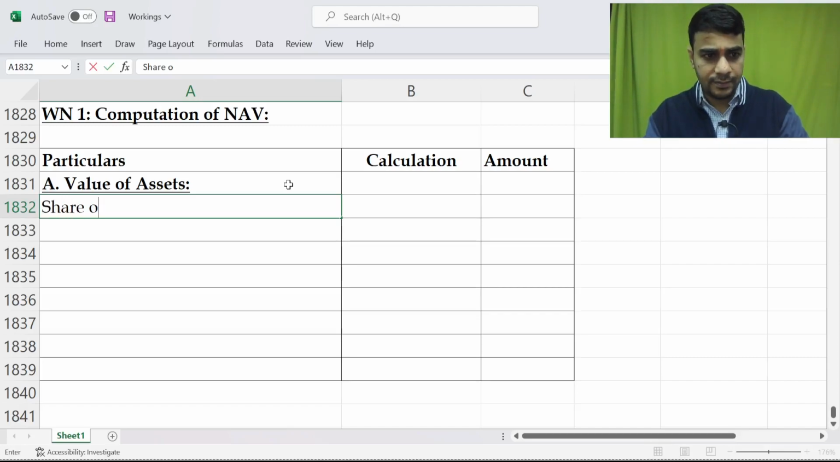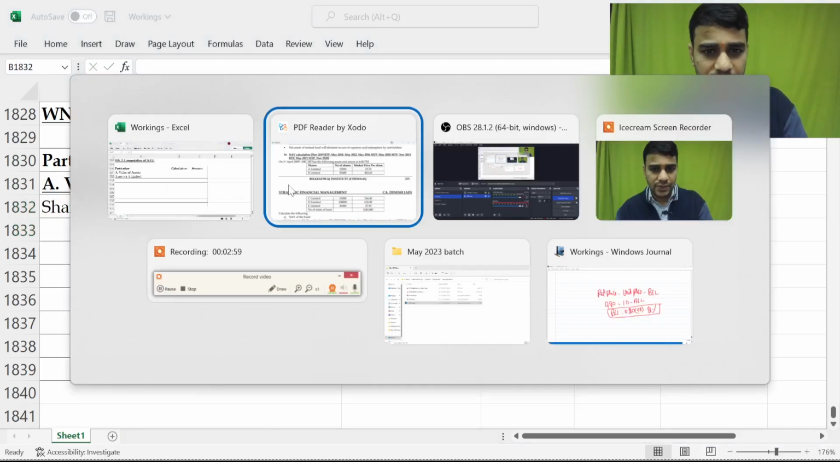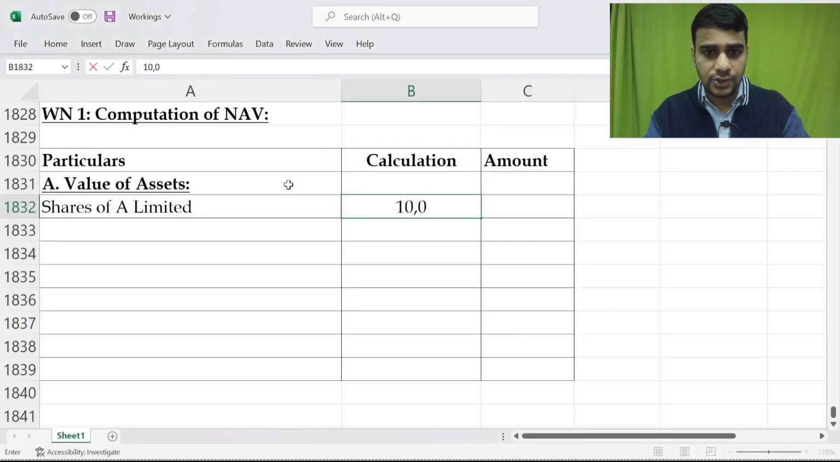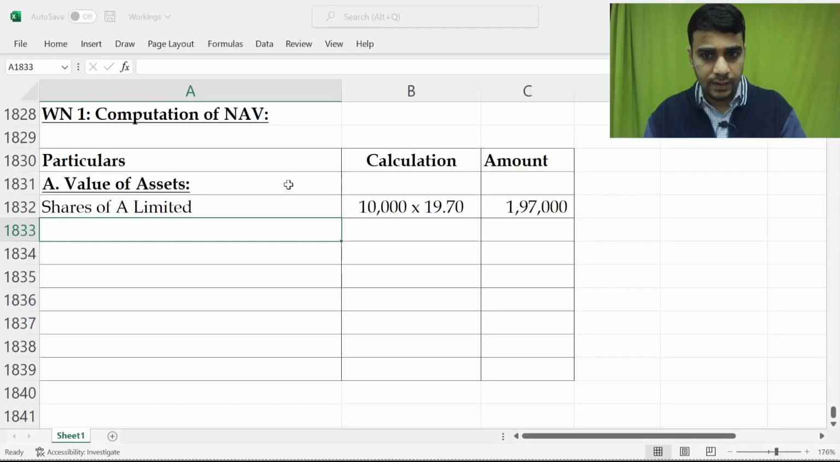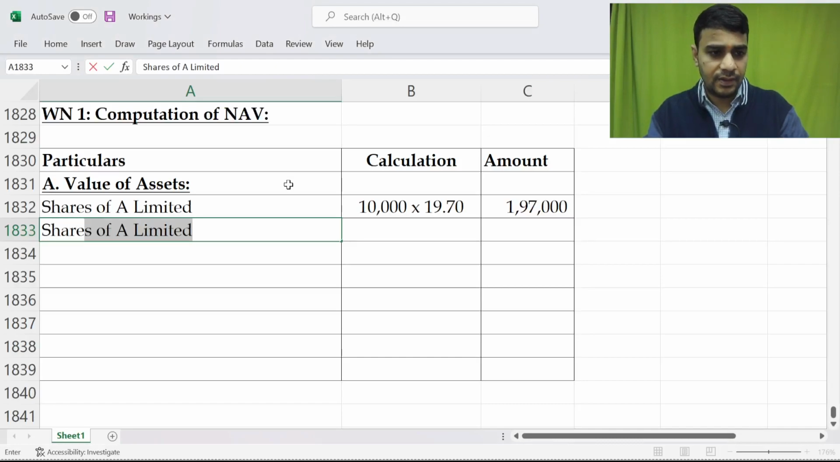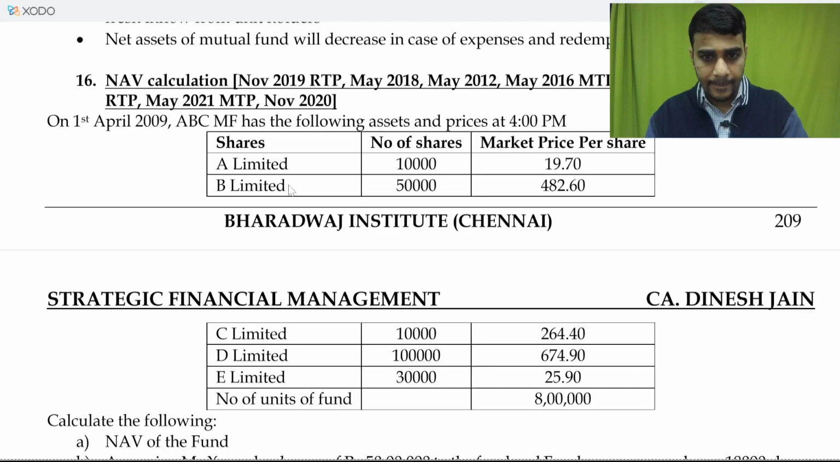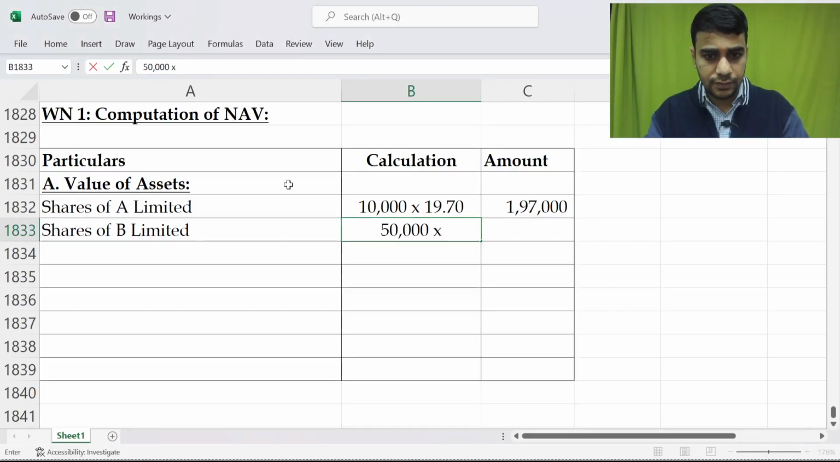Shares of A Limited. You can keep writing them. Number of shares is there. Multiply with the share price. 10,000 into 19.70. Keep writing them. Nothing for me to explain as of now. Shares of B Limited. 50,000 into 482.6.